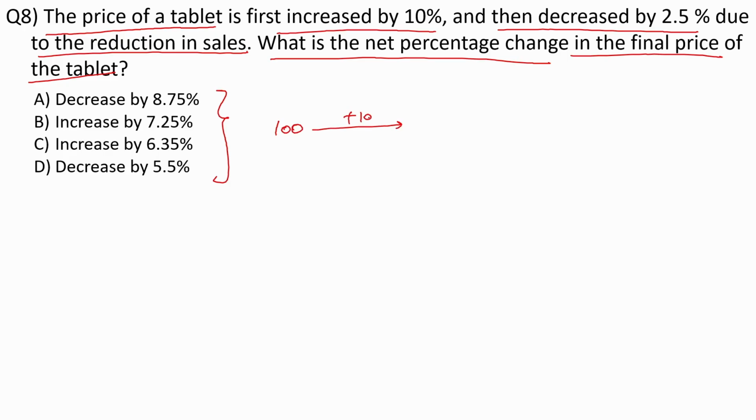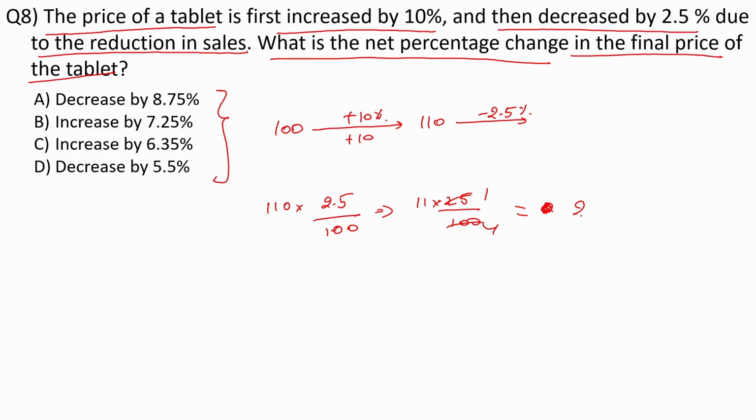It was first increased by 10%. 10% of 100 would be 10. That would amount to 110. And later it was decreased by 2.5%. 2.5% of 110 is 110 times 2.5 upon 100, which equals 11 into 25 upon 100. 25 ones are 25, 25 fours are 100. 11 by 4 gives me 2.75. So 2.5% of 110 would be 2.75.